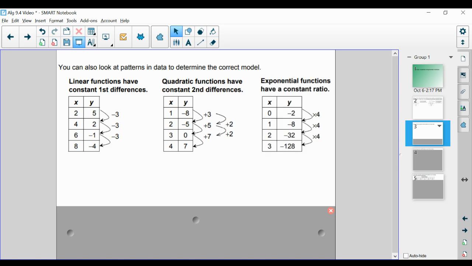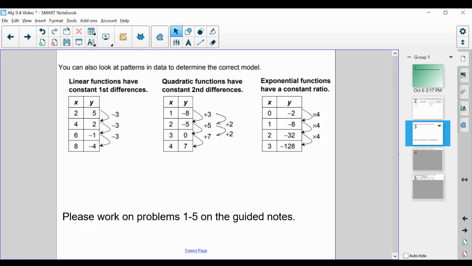And then exponential functions have a constant ratio. We're multiplying by the same number in our y value. So we start at -2, then go to -8, -32, -128. Each time we're multiplying by 4. So linear functions have a constant first difference, quadratic functions have a constant second difference, and exponential functions have a constant ratio that are getting multiplied. Awesome. With this in mind, please work on problems 1 through 5 to determine which model best represents the given data. And when you're ready, please turn over and let's go on to the back.